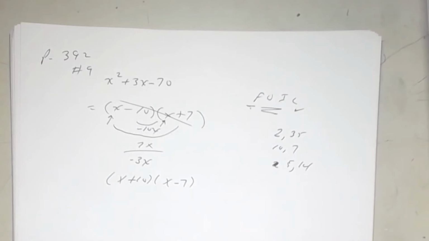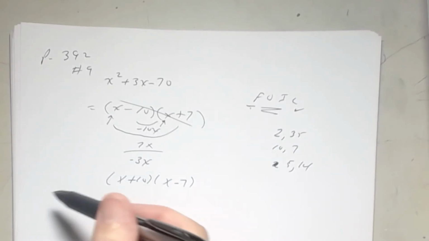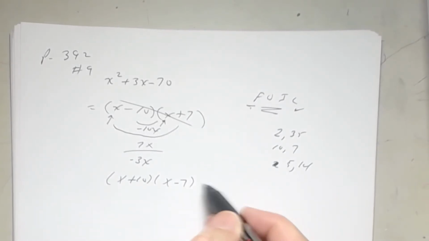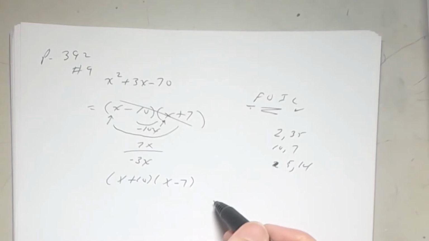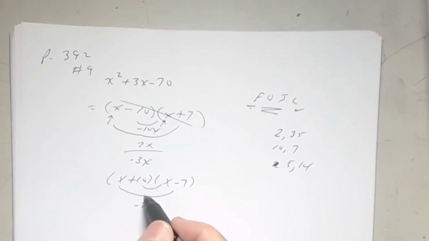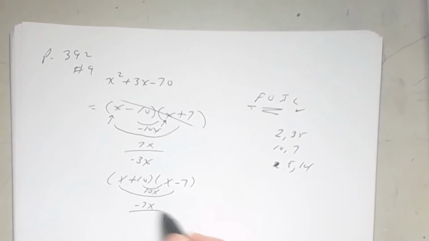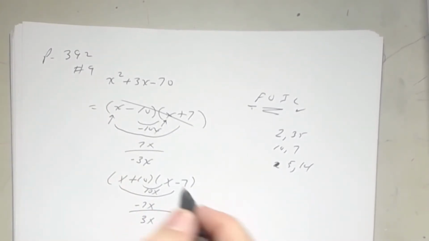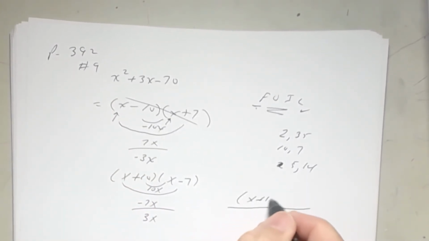And that should work, but check. Don't write down something and not check. I'm just going to write, why didn't you check? You would have seen it's not correct. Okay, all you really got to do is check the outer and inner. What's the outer? Negative 7x. What's the inner? Positive 10x. When I add them up, I now get a what? Positive 3x, which is what you wanted. So on the blank, you would put x plus 10 times x minus 7.